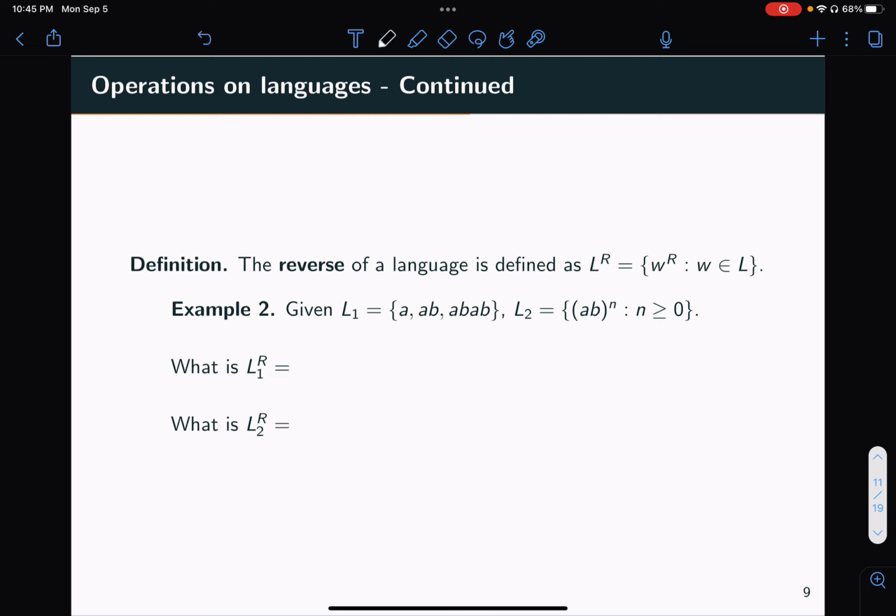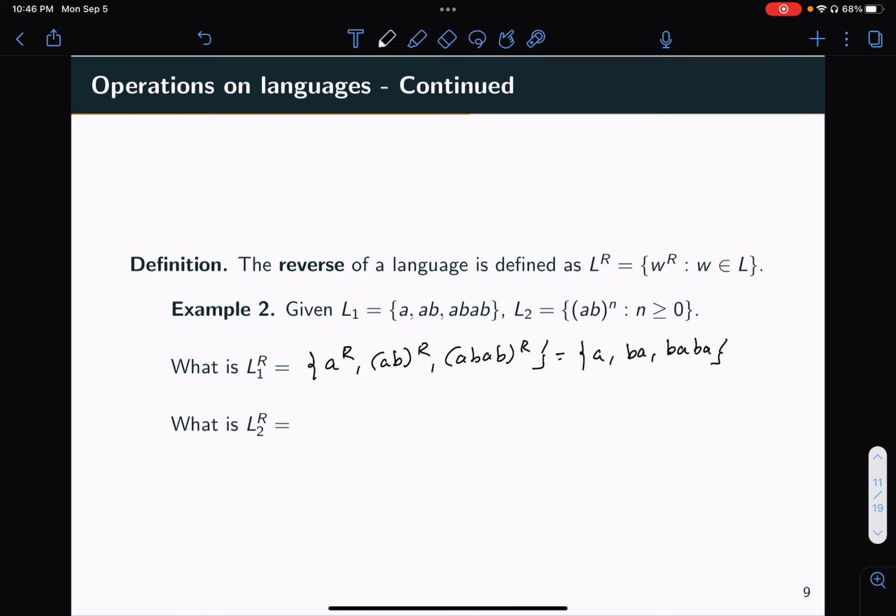For instance, for our same two languages from the previous example, for L1, I take each of the strings and I reverse them. So I have A, then I do A reverse. I have AB, then I do AB reverse. And for ABAB, I do ABAB reverse. So what I get is, well, the reverse of A is just A, the reverse of AB is BA, the reverse of ABAB is BABA.